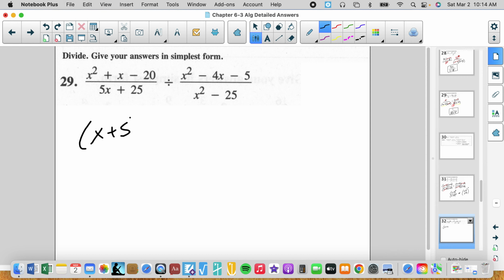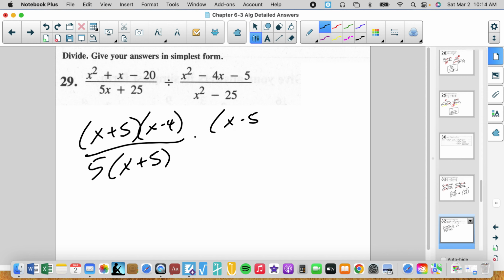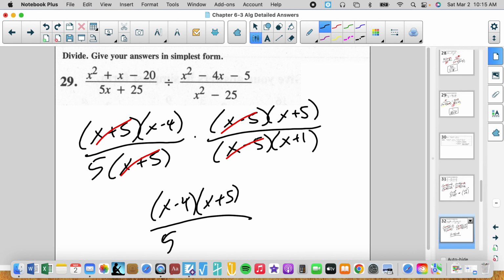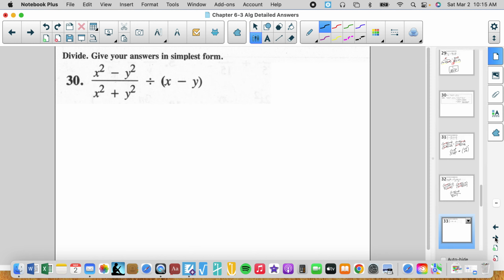That's going to be plus 5, minus 4. That's going to factor out a 5 to get x plus 5 times the difference of squares over x minus 5, x plus 1. Let's start canceling. X plus 5, x minus 5, and that's it. We get x minus 4, x plus 5 times the quantity 2 over 5 times the quantity x plus 1. Not that many things canceled there.